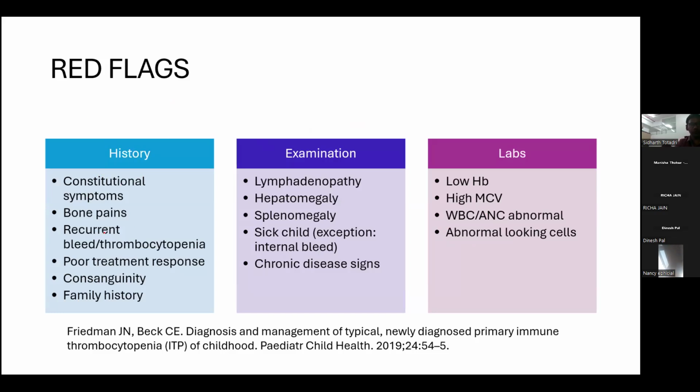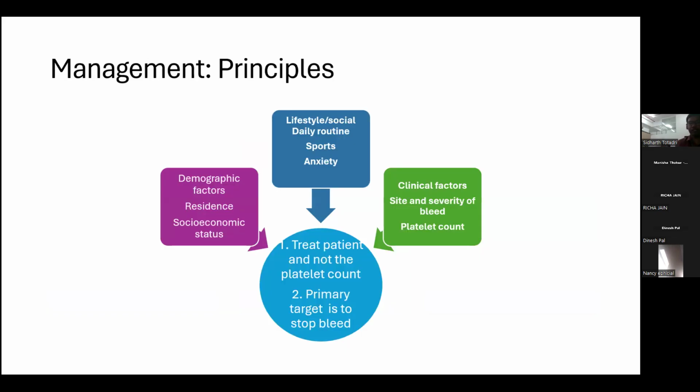So in the history, you look for any systemic symptoms, bone pains, recurrent bleed, poor treatment response, consanguinity, family history. Examination, make sure there is no lymphadenopathy, hepatosplenomegaly, and the child is well looking otherwise. And laboratory wise, look also for disproportionately low hemoglobin, high MCV, abnormal WBC or neutrophil count, and abnormal cells. So if you have ruled out all these red flags, we have arrived at a child with ITP. Now we'll quickly go into treatment.